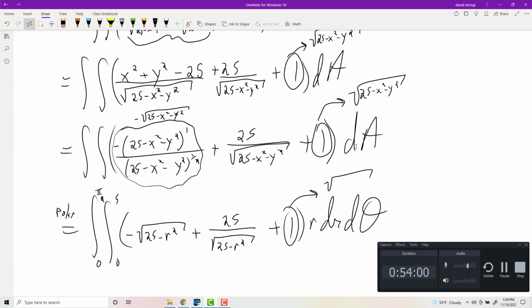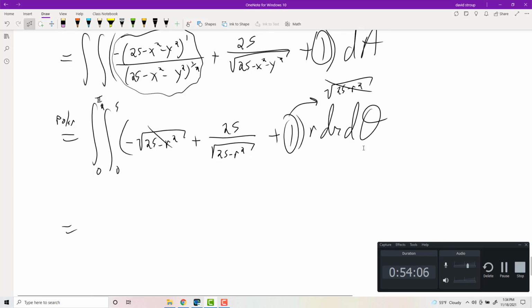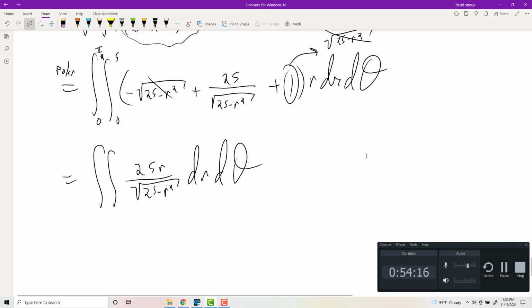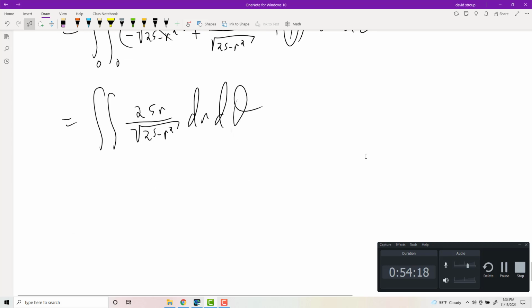And note, if that is in fact 25 minus x squared minus y squared, it turns into 25 minus r squared, which will cancel with the first term, just leaving you one term to integrate, which is awesome. Okay. So there's still that r sitting on the outside. So you have 25r all over the square root of 25 minus r squared. Then you could do a u sub on that, no problem.